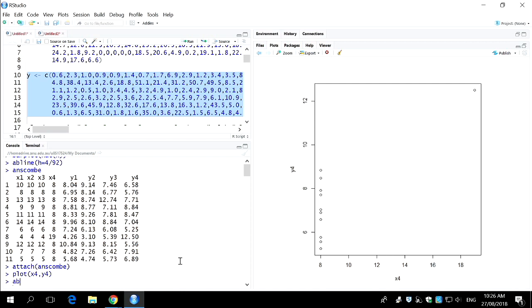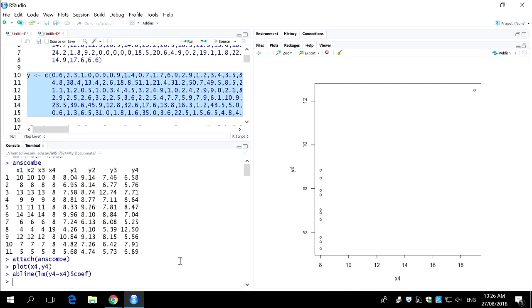I'm going to go abline(lm(y4 ~ x4)$coef). There's the fitted line. Okay, so this is a sure sign that I've got high leverage, right? Because what happens is you want to fit the line that goes like that, but instead that point over there pulls the line through itself. It levers that line over. Okay, so this is a point that has high influence.